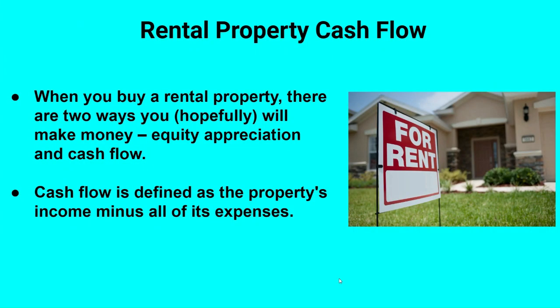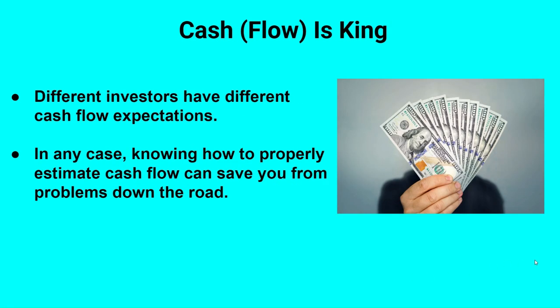So, when you buy a rental property, there are two ways people hope to make money from them. One is equity appreciation, as the mortgage gets paid down or the house price goes up, and the other is from cash flow. Cash flow is the reason that you can actually make some income off of rental properties. A lot of people's retirement strategies have to do with owning rental properties and making some cash flow to help pay for living expenses, things like that. So, cash flow is defined as the property's income minus all of its expenses, which sounds easy enough to calculate, but there's a lot more to it.